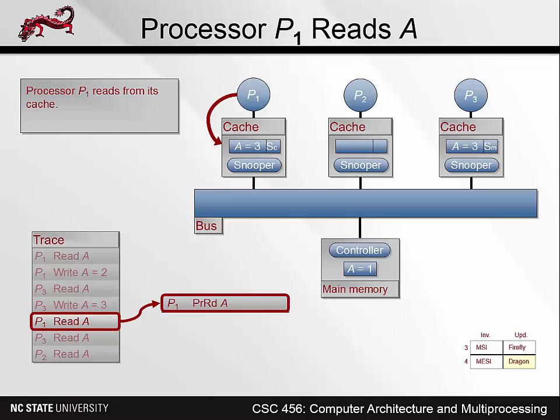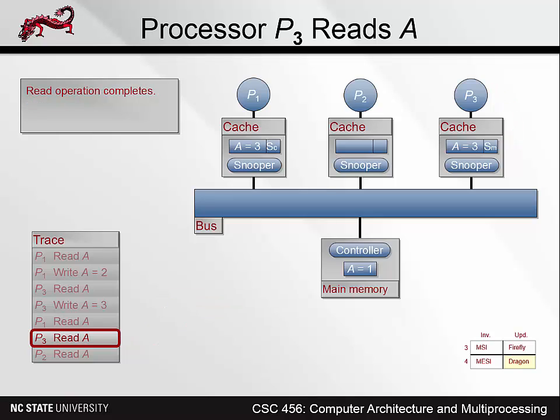Now, P1 reads the value of A from its cache. This is a read hit, so no bus activity is needed. In the invalidation protocols, it would have been a miss. The read operation is now complete. Now, P3 reads A from its cache. This is a cache hit, so the cache simply returns the data. No bus transaction takes place.